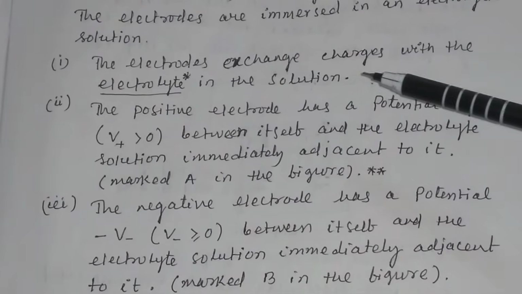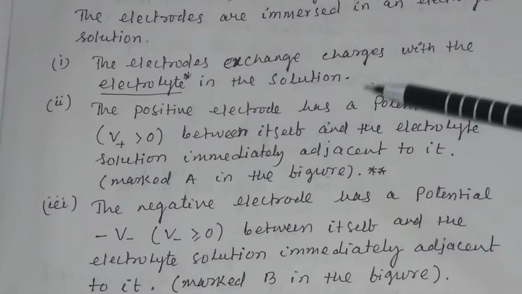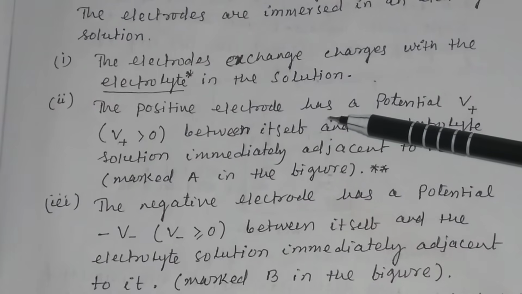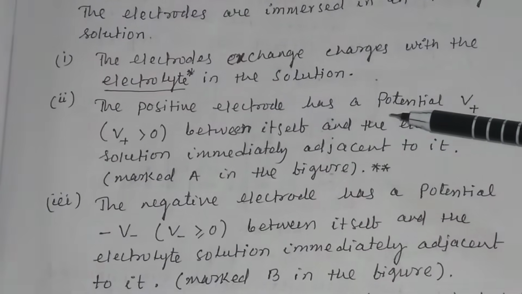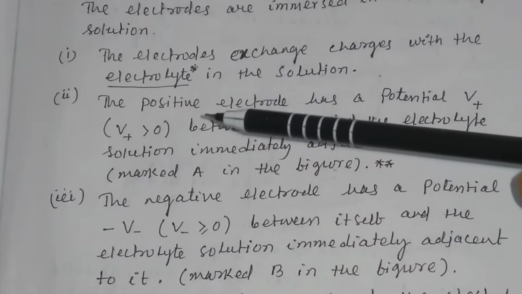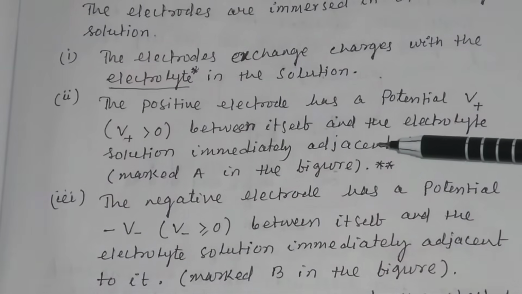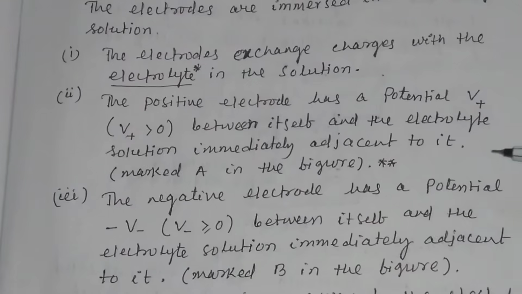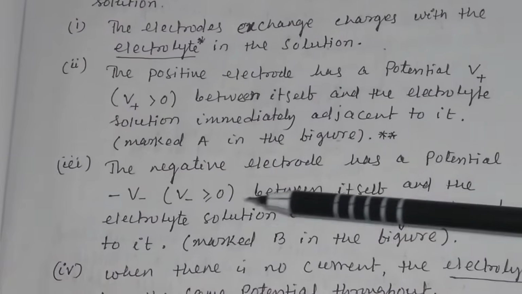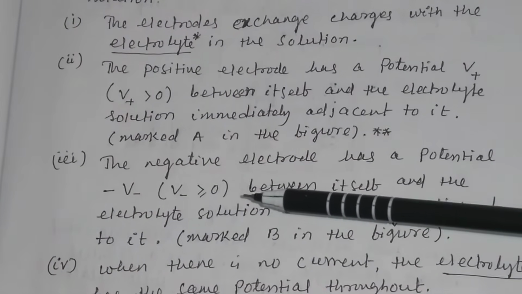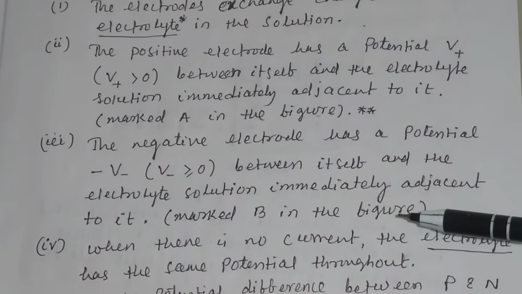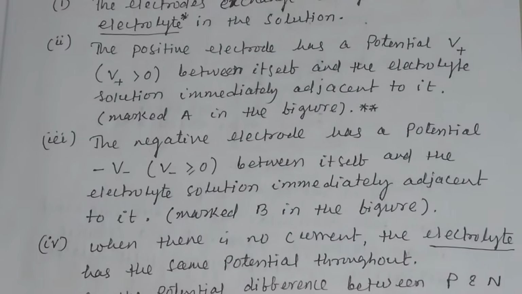So the electrodes exchange charges with the electrolyte in the solution. Due to the exchange of charge, a potential will be produced. The positive electrode has a potential V plus greater than 0 between itself and the electrolytic solution immediately adjacent to it, marked A in the figure. And the negative electrode has a potential minus V minus, where V minus is greater than or equal to 0, between itself and the electrolytic solution immediately adjacent to it, marked B in the figure.